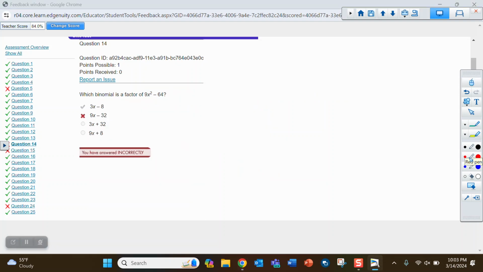Question 14 asks, which binomial is a factor of 9x squared minus 64? And this is one of those special cases. It's called a difference of squares. So when we factor this, our binomials are going to be identical, but one's going to have an addition sign and one will have a subtraction sign. And then we're just taking the square roots of each term. So the square root of 9 is 3, the square root of x squared is x, the square root of 64 is 8. So we're going to have a 3x plus 8 and a 3x minus 8.